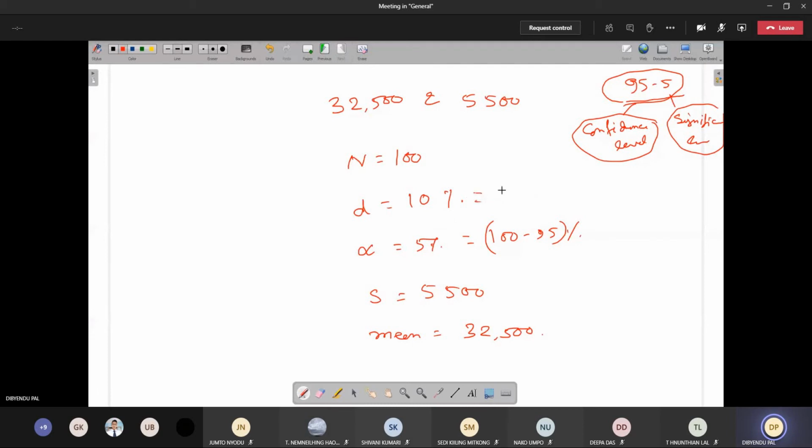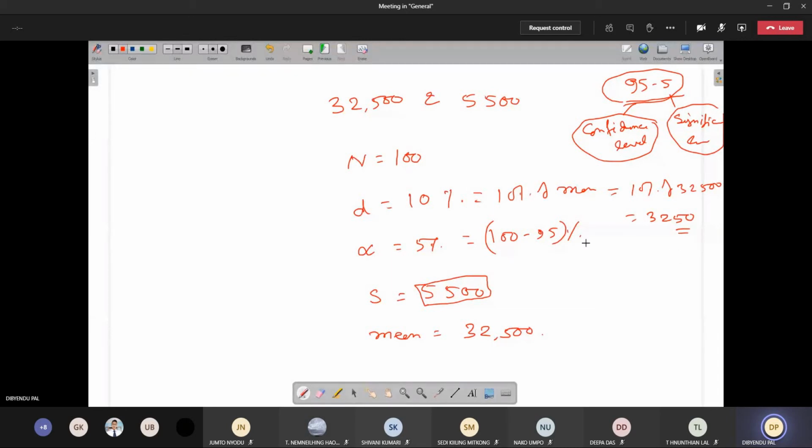So 10% of the mean means error. Here we need to find it in absolute terms, not in terms of percentage, because the standard deviation is in absolute terms. Okay, it is given 5,500. So the error value also should be in absolute terms rather than percentage terms. So that's why we are finding it in terms of absolute value. So 10% of what is the mean? 32,500. What is that value? That value comes out to 3250. Okay, so this is the error that is permitted.